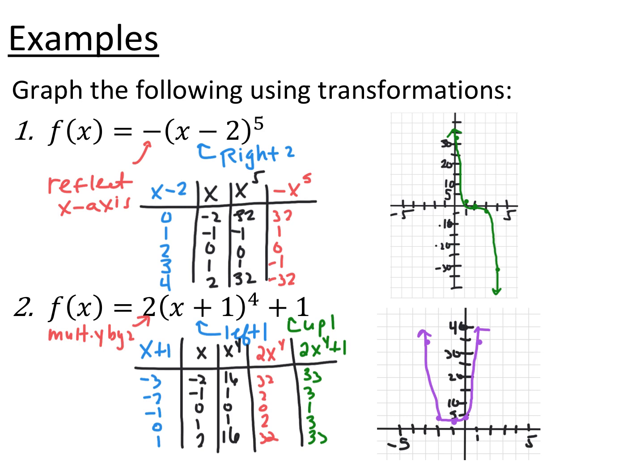So for this one, same thing. I have x to the 4th parent function, so -2, 16; -1, 1; 0, 0; 1, 1; and then 2, 16. And then I multiplied all my y coordinates by 2 for my vertical stretch by 2, and then I added 1 to shift it up 1. So I end up here. And then I also shifted it to the left 1. So I subtracted 1 from all of my x coordinates. And so I ended up with this: -3, 33; -2, 3; -1, 1; 0, 3; and then 1, 33.